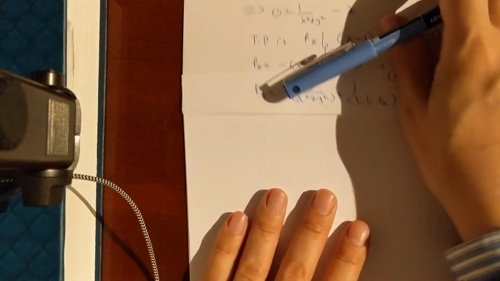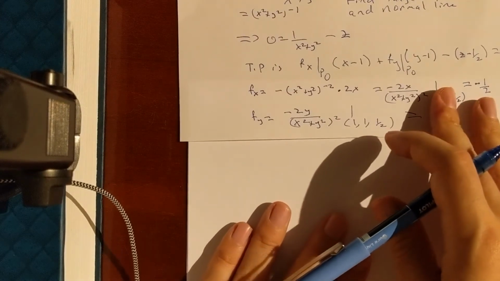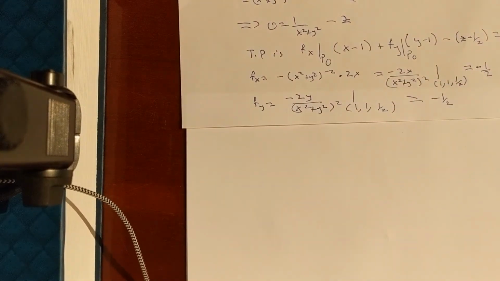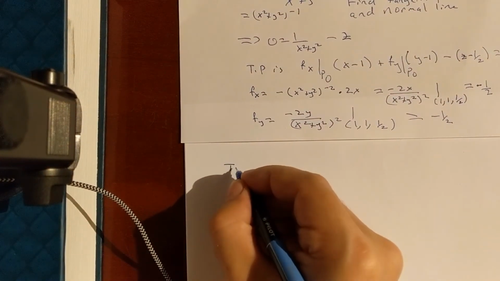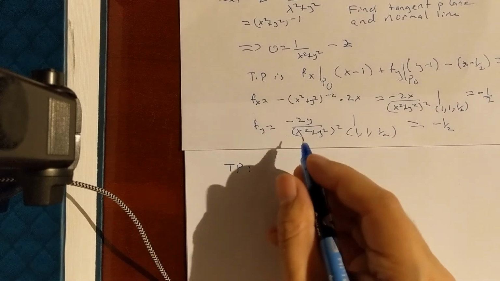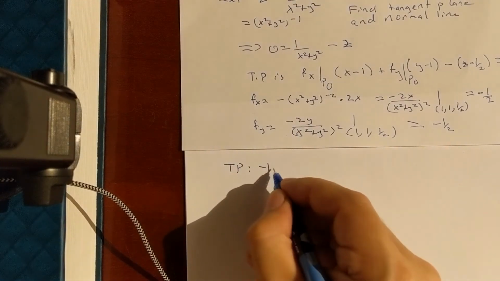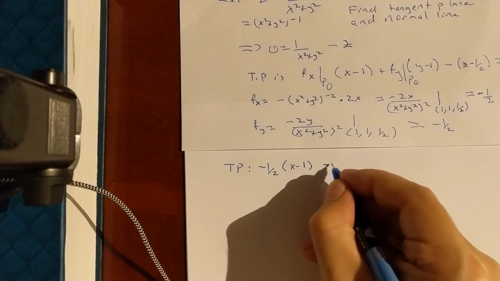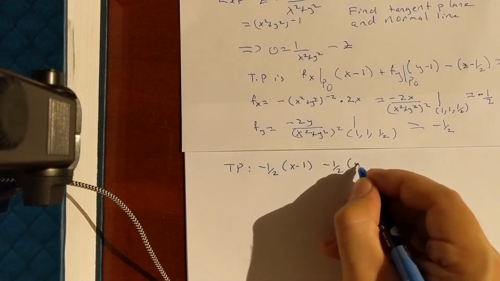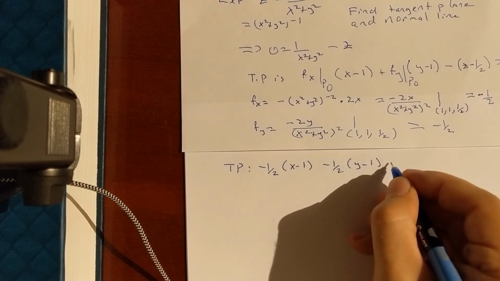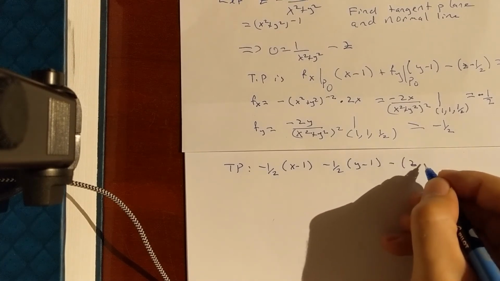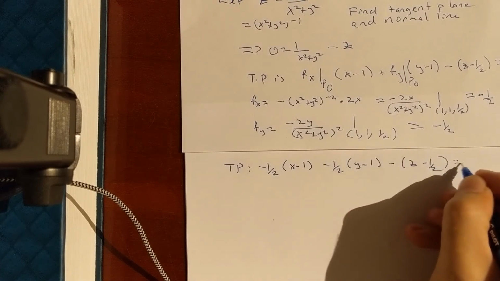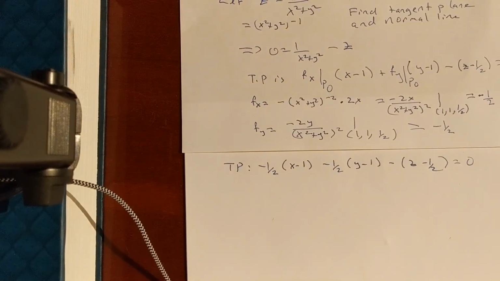All right. So we are right about here. So from here, the tangent plane is going to be minus 1/2 times (x minus 1), minus 1/2 times (y minus 1), and minus (z minus 1/2) equals 0. That's going to be our tangent plane.